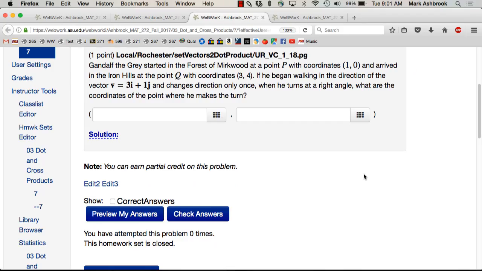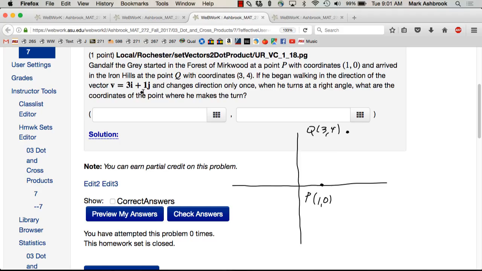Okay, so he's going to start at 1, 0 in my example here, and he wants to end up at 3, 4. Something like this. So he's starting here at P. He wants to end at Q. And he's going to start in the direction 3, 1.